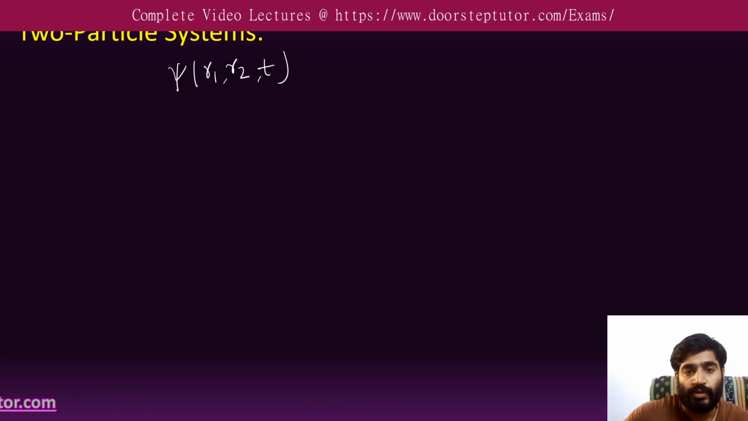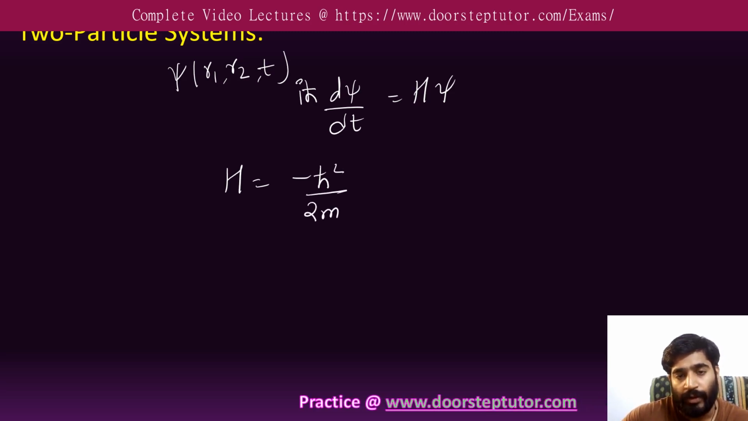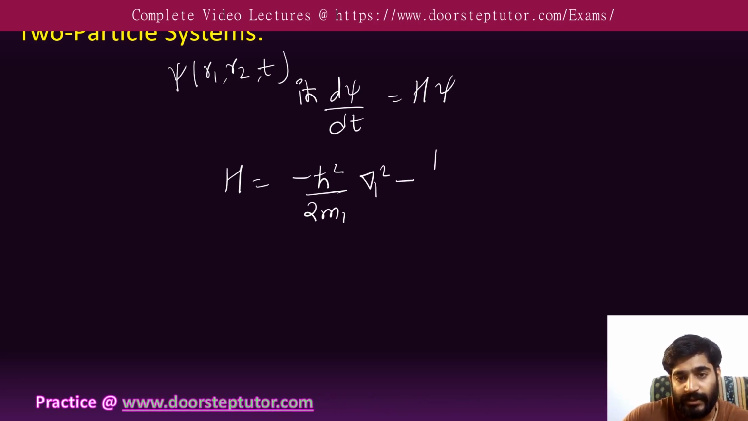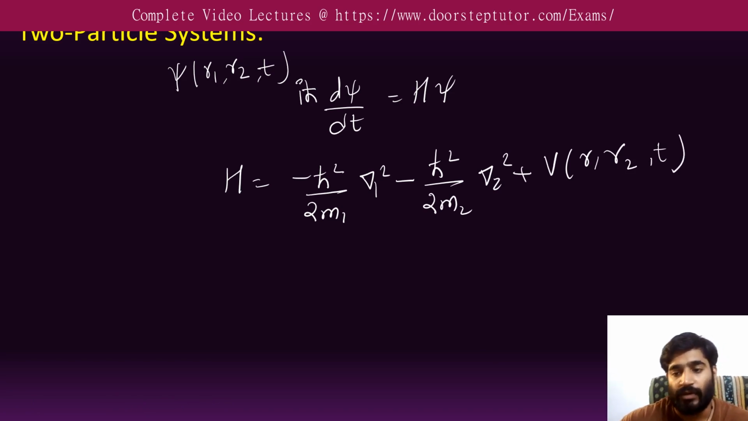And also the Schrodinger equation, we know that i h cut d psi over dt must be equal to H of psi, where H is equal to minus h cut square upon 2m1 for the first particle, del 1 square, minus h cut square upon 2m2 for the second particle, this is del 2 square, plus V of r1, r2 and time t. So this is what we got.